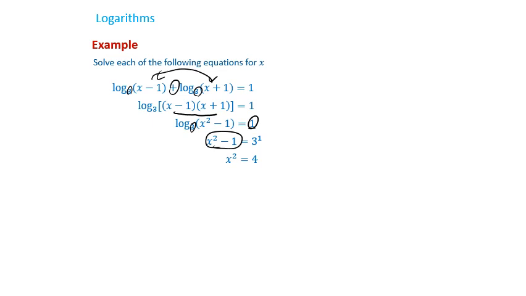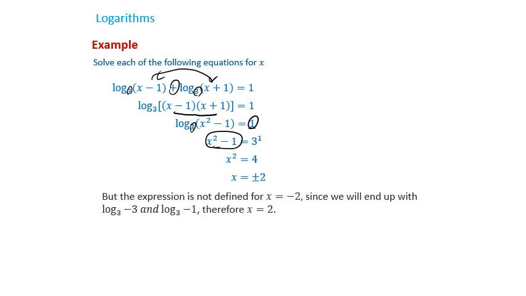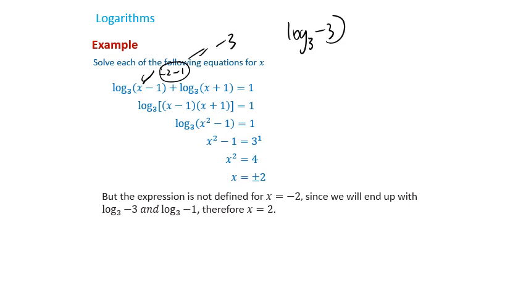Remember that when you take the square root of this, you need to take into account the plus or minus answer. So you get plus or minus 2. And here's the essential problem. Because if you substituted negative 2 into that one, you get negative 2 minus 1, and that's equal to negative 3. Now, log 3 of negative 3 doesn't exist. So the log of a negative number doesn't exist, so therefore this is not defined.